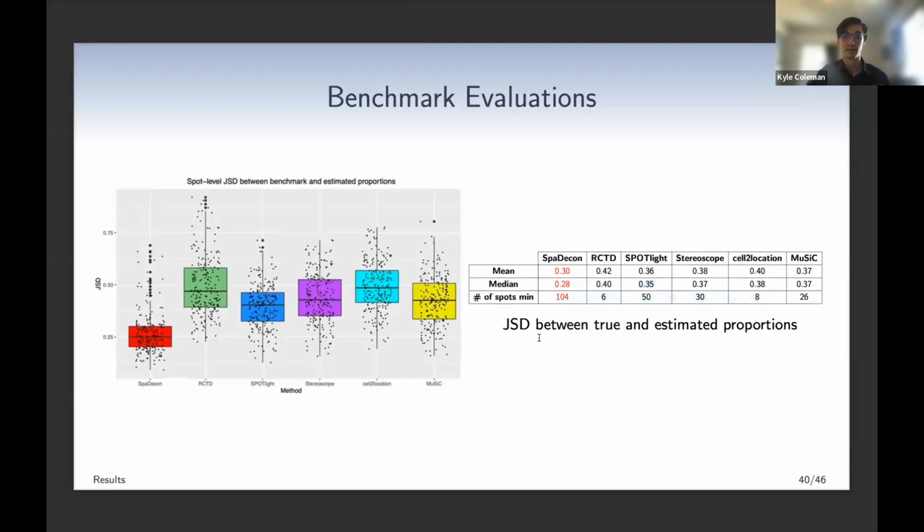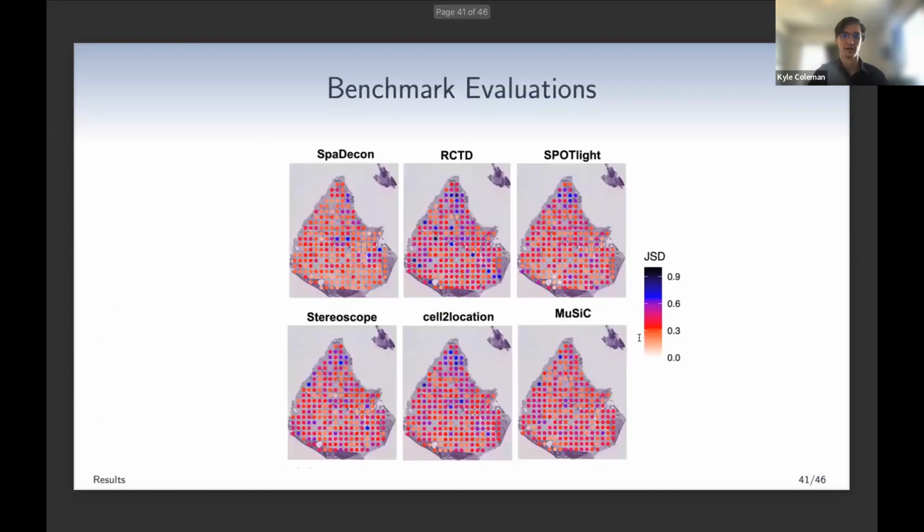And then the number of spots for which that method's JSD with the benchmark proportions was the least. Again, for SpaDecon, it outperformed all other methods for 104 spots, and the next closest was Spotlight at 50. So both of these results together are very promising that SpaDecon is quantitatively outperforming the other methods on this data set.